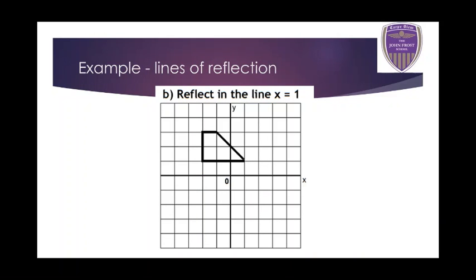So now we're asked to reflect in the line x equals 1. So hopefully remember from a couple of seconds ago, the x-axis is the one that goes across and the y-axis is the one that goes up. But we're looking to reflect in the line of x equals 1. Well, what is the line x equals 1? Well, if we look at the center of our graph here, we can see a 0. Now this is called the origin of the graph, okay? So this is where the x and y coordinate is 0, okay?